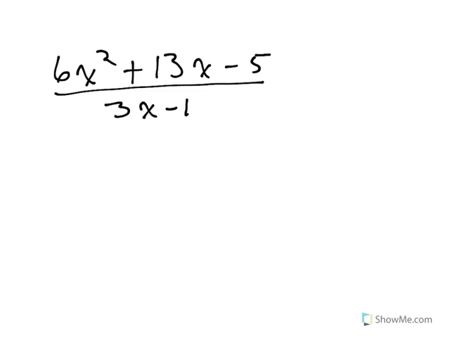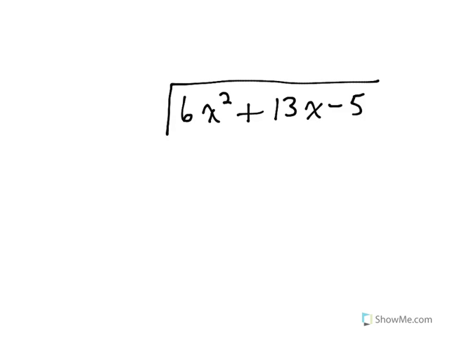When we divide polynomials by a binomial or trinomial, we must set that up as a regular division problem. 6x squared plus 13x minus 5, all underneath the division bracket, with the 3x minus 1 on the outside. Now we look at the first term on the outside and the first term on the inside and divide only those two terms. 6x squared divided by 3x is 2x.